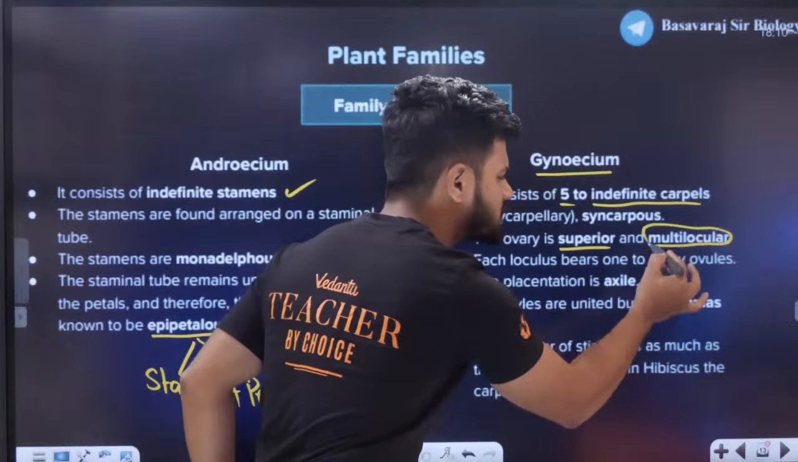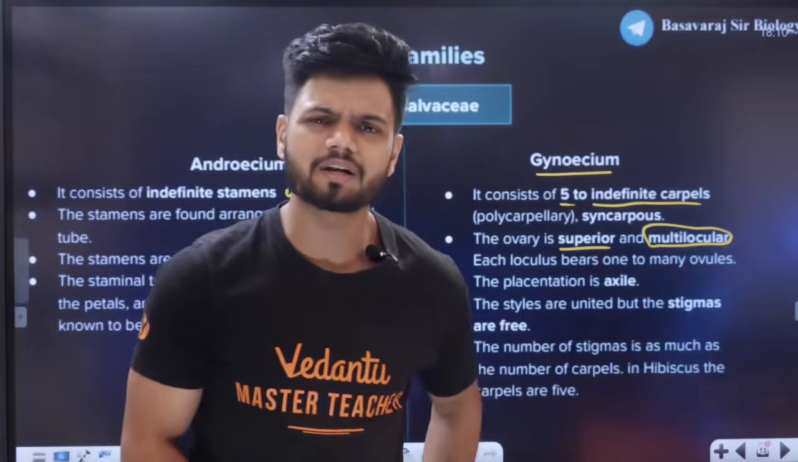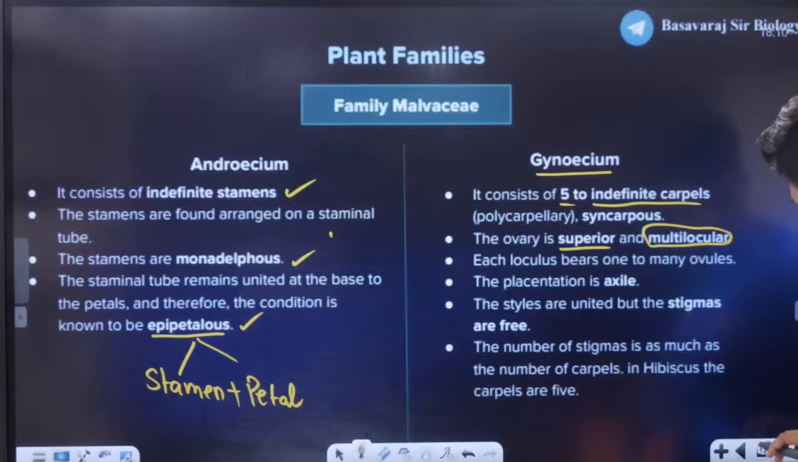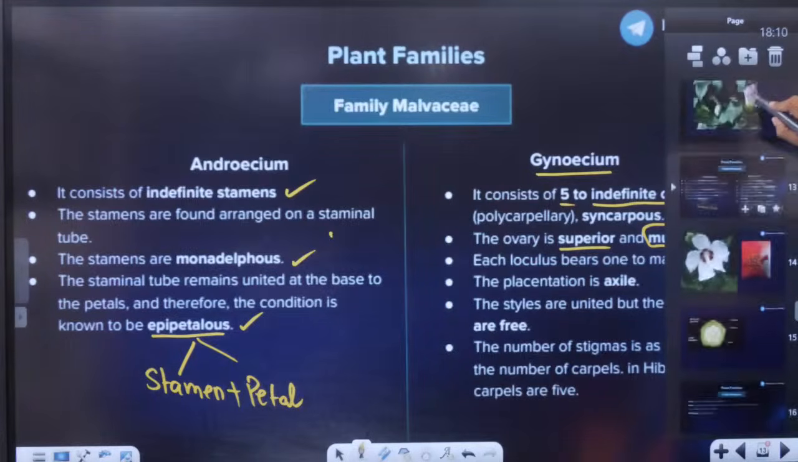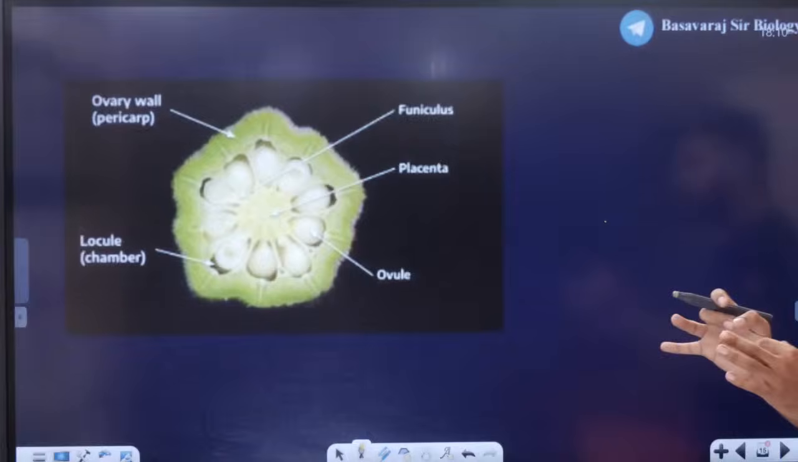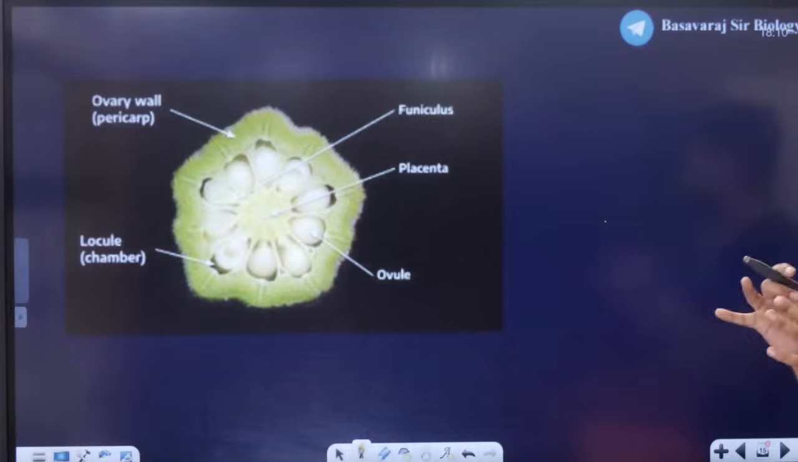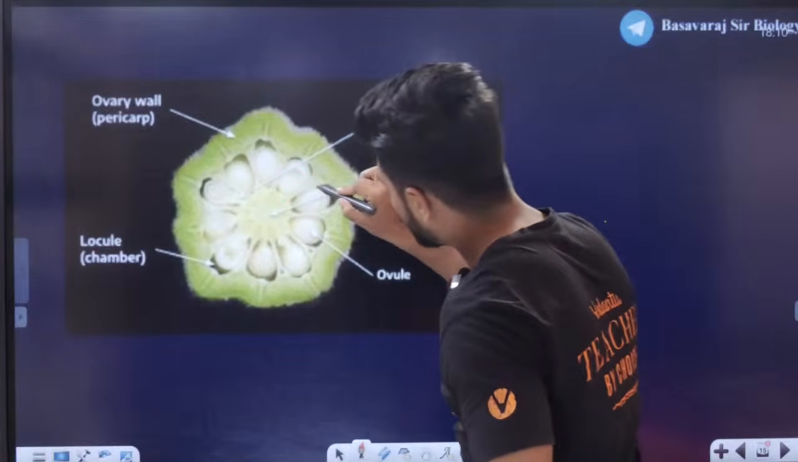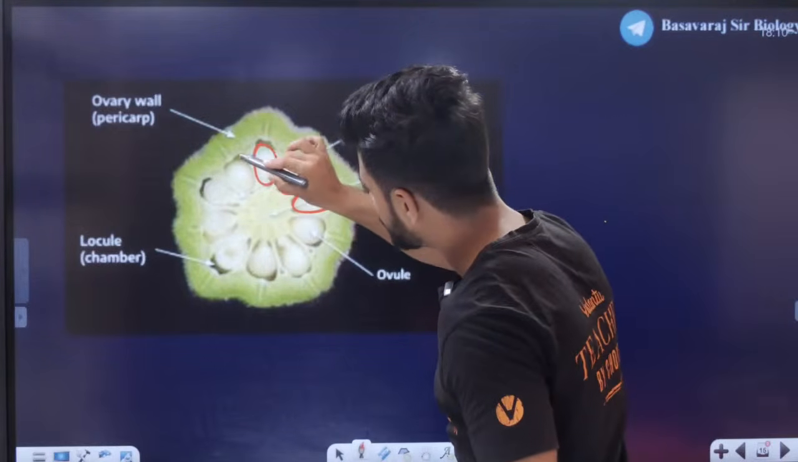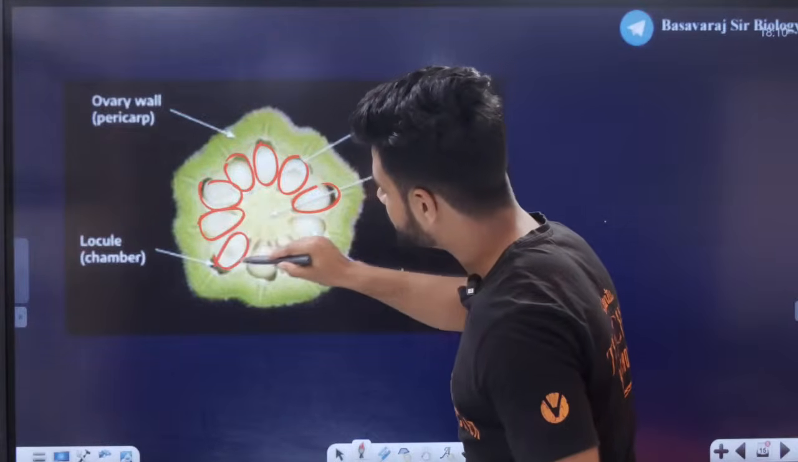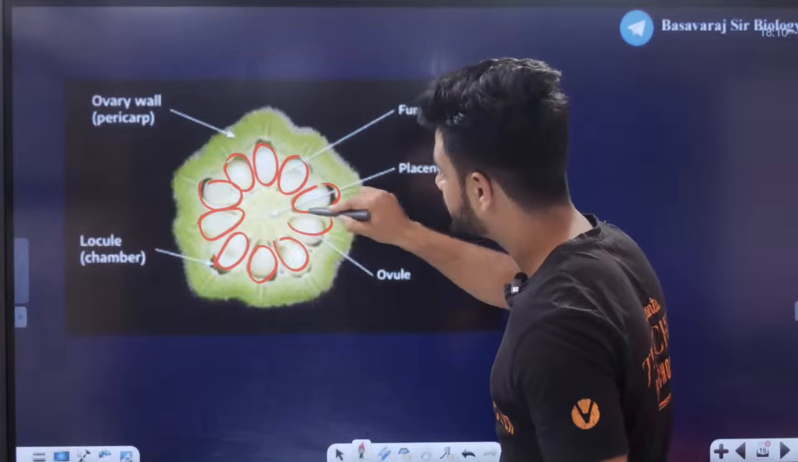Sir, how can I remember this? Sir, how can I remember multilocular condition? Very difficult to remember. I'll show you a simple hack. The simple hack in biology is to look at the diagrams and understand. Students, tell me, how many locules do you see here? How many locules? Can you see? There are multiple locules right here on the board for you to understand. Can all of you see this? This each individual one, locule. So in the case of a lady's finger, which belongs to Malvaceae, we can find multilocular conditions.